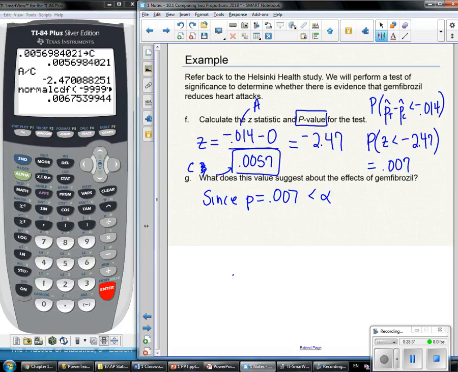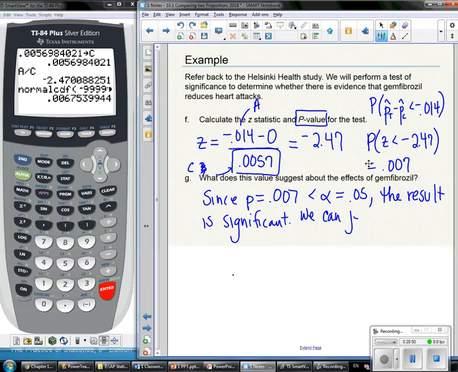Now, we didn't set a significance level ahead of time, so let's just go ahead and use 0.05. Since the value is lower, we can say that the result is significant. Okay, that means that we can reject the null hypothesis. And this means that we have convincing evidence.